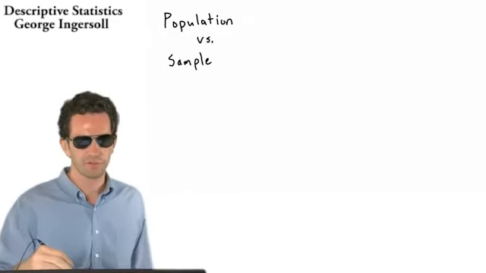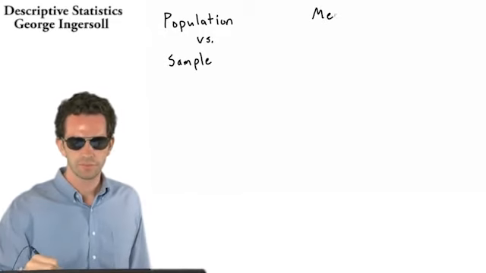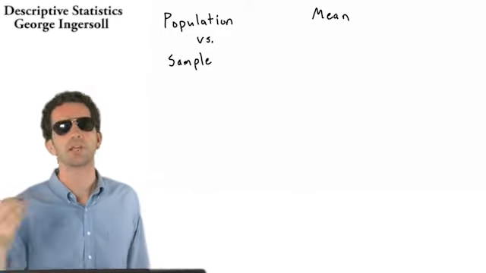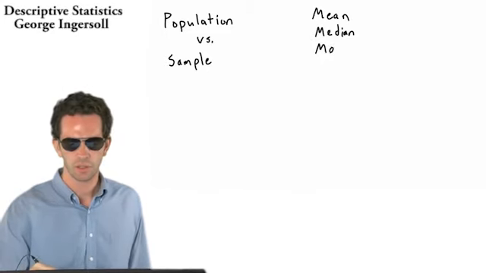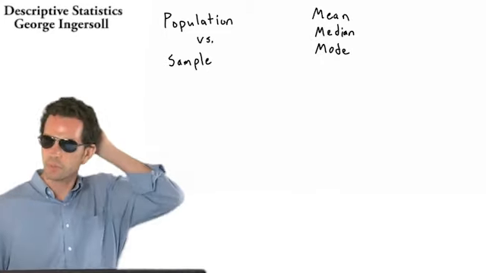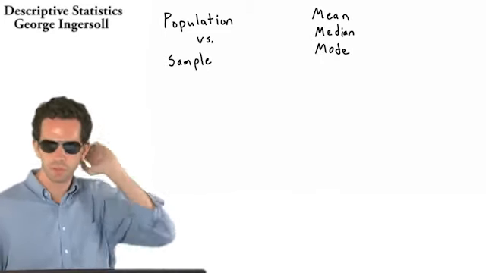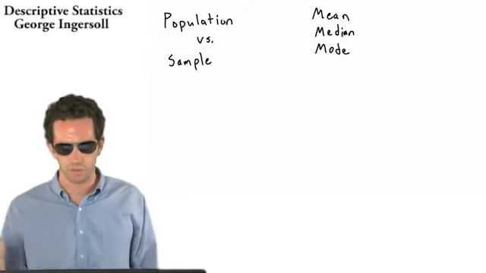Well, first we have mean, which is another word for average, median, and mode. I am assuming you are already familiar with these terms, so I'm only going to take the quickest of looks at these.